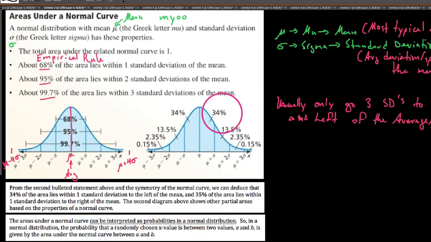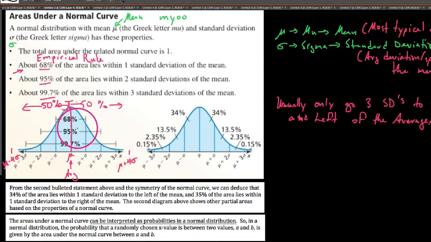Okay, so you could see that from our second statement here, about 68% of the area lies within one standard deviation of the mean. It must follow then that because our curve is symmetrical and 100% of the population lies under the curve, 50% of the population has to lie to the right of this curve, and the other 50% has to lie to the left of this curve. So that would be 100% of our data.